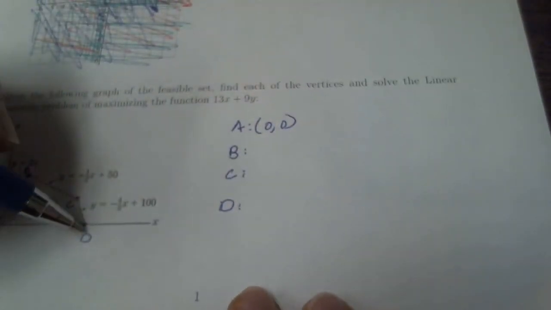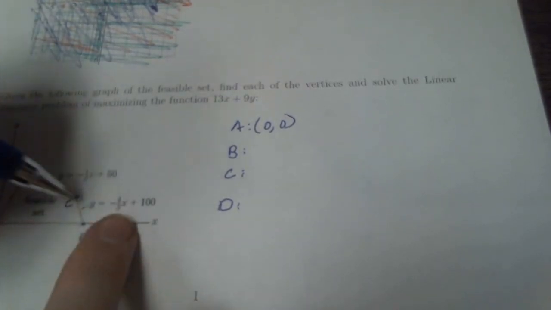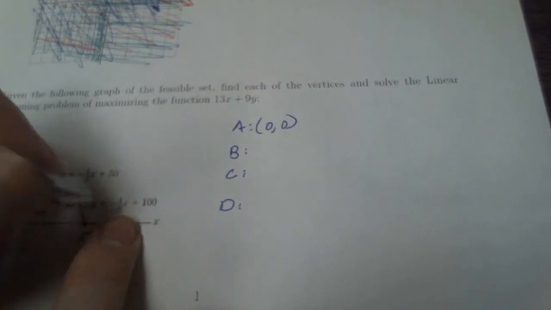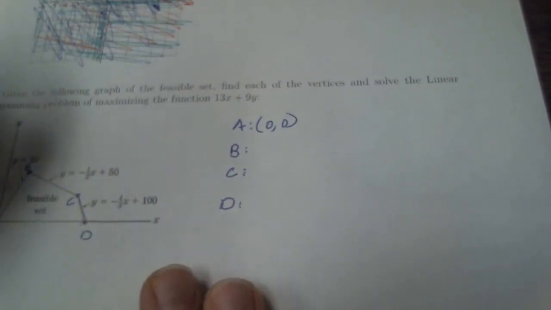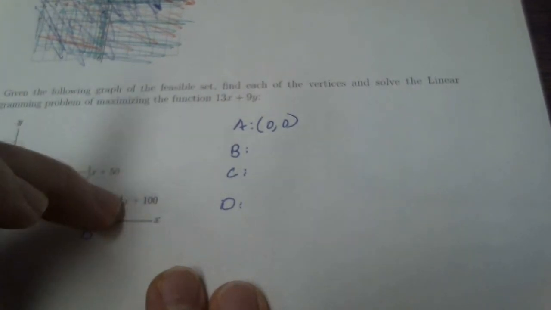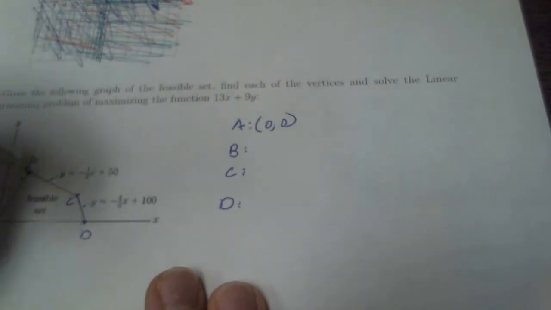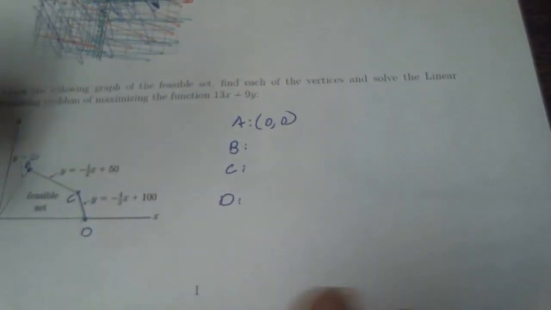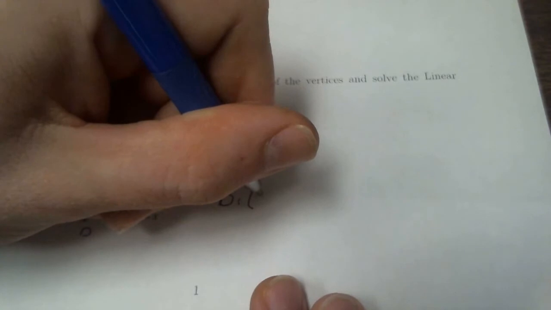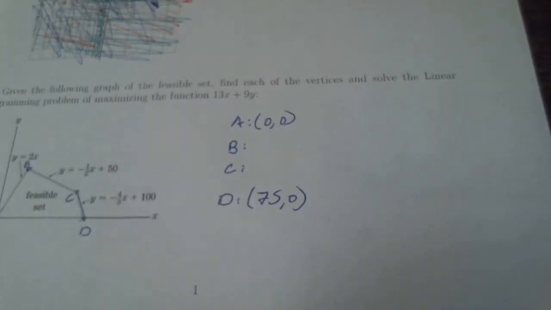D is probably the other one that's relatively easy to find. That's going to be the x-intercept of the line y = -4/3 x + 100. Your x-intercept is when y equals 0. So we add 4/3 x to each side, and we multiply by 3/4. So 100 times 3/4 ends up being 75, 0.